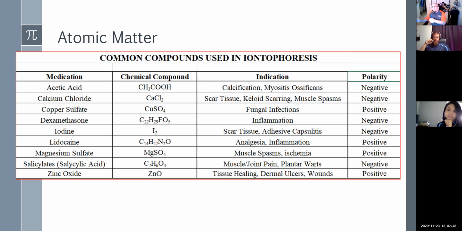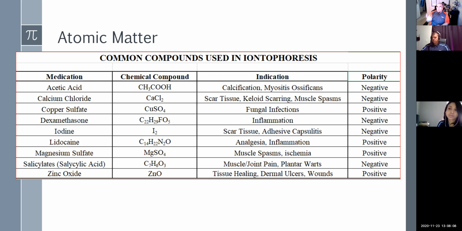But iontophoresis, right? Whenever you see a phoresis, we're delivering medication, right? Because we have phonophoresis and iontophoresis. Phonophoresis is the delivery of medication via sound, via using ultrasound. Ionto meaning ions, so we're delivering it via electricity.